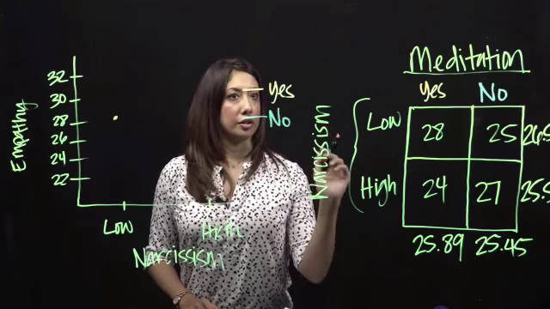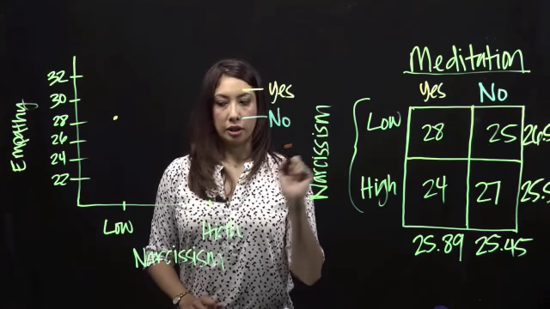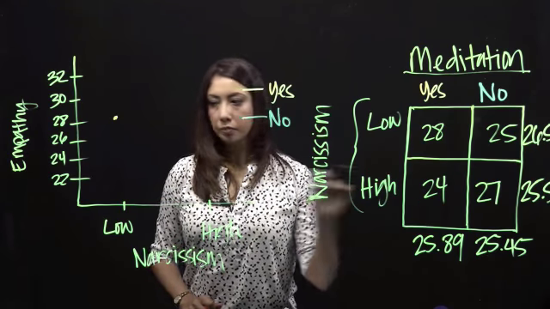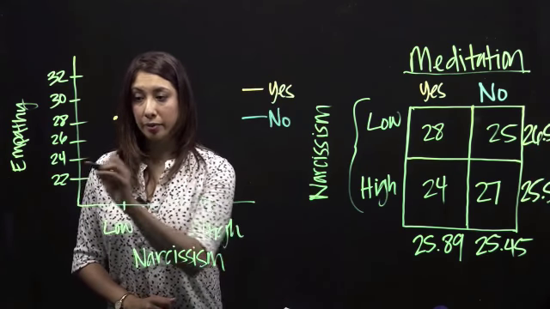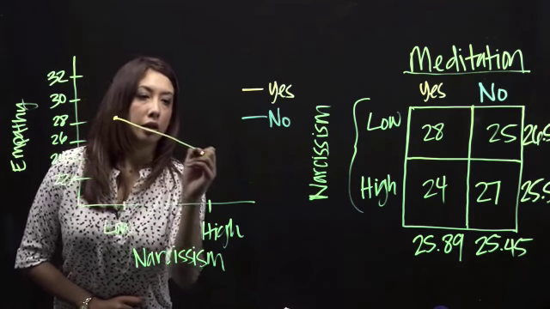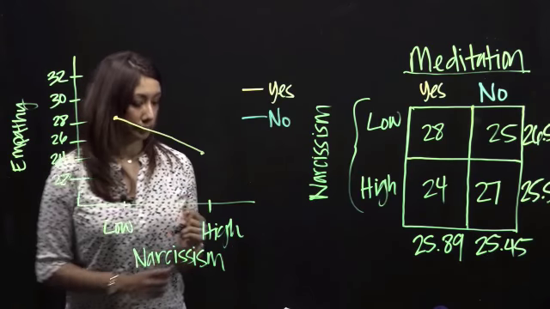And let's just focus on the people who meditated. So we're comparing low to high. So our next cell would be 24. So for people high, we would go to 24. And that is our line for people who meditated.